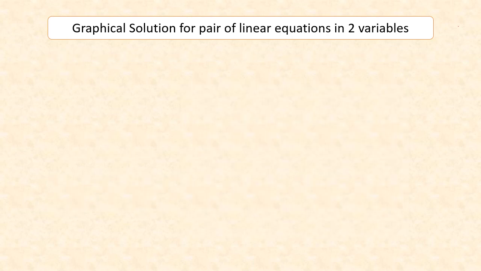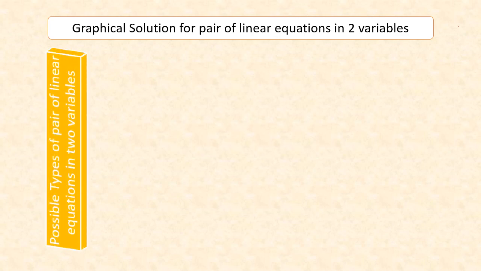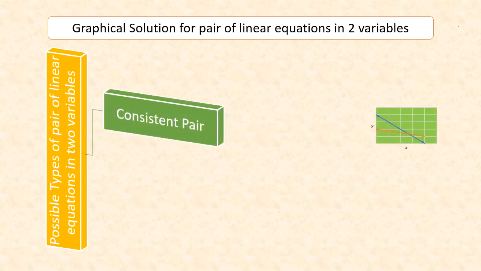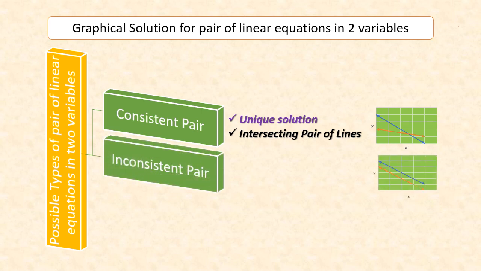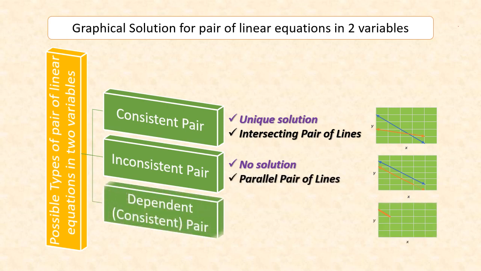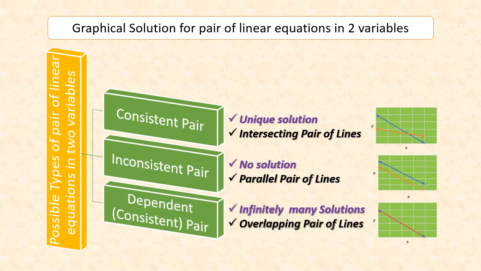From the above three examples, we can conclude that the possibilities involving a pair of linear equations in two variables can be summarized as: first, consistent pair of equations, that is, they have a unique solution, which is a point of intersection of the two lines. Second, inconsistent pair of equations, that is, they don't have a solution at all, since the lines are parallel. And third, dependent pair of equations, that is, they have infinitely many solutions, since the lines are coincident.